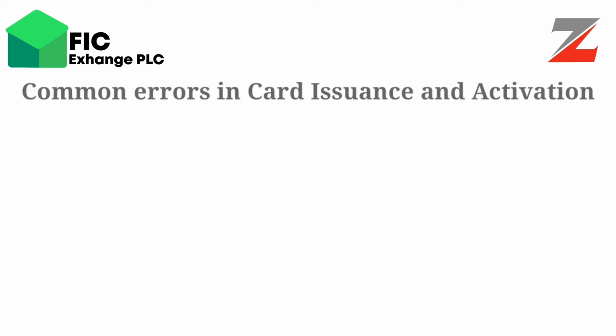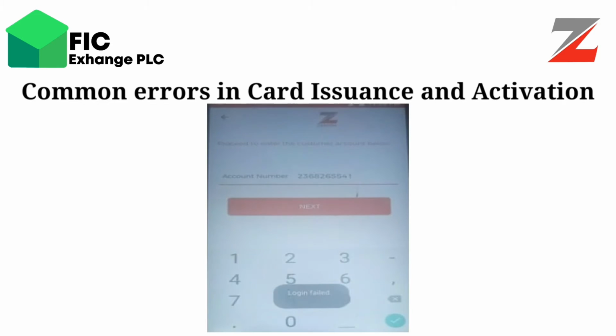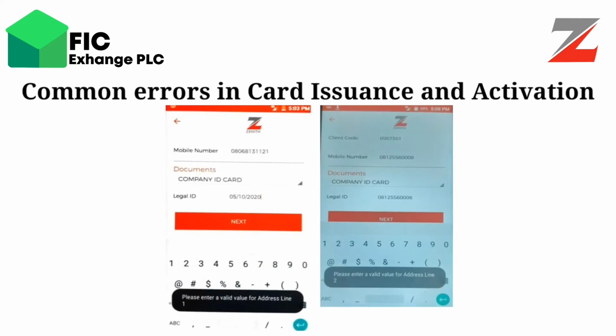Common errors in card issuance and activation. Login failed. This occurs when the system is down. To solve this, retry after some time. Recommended time for card issuance is 7 a.m. to 9 p.m.